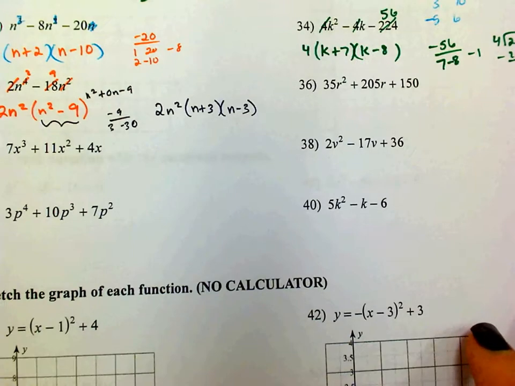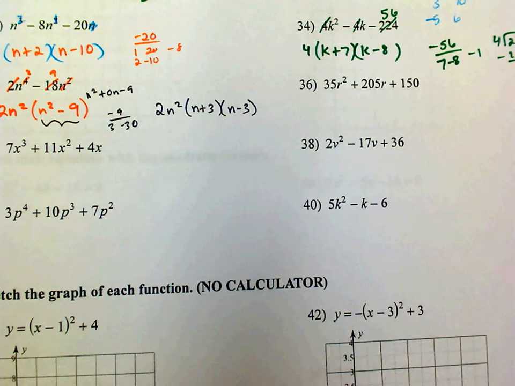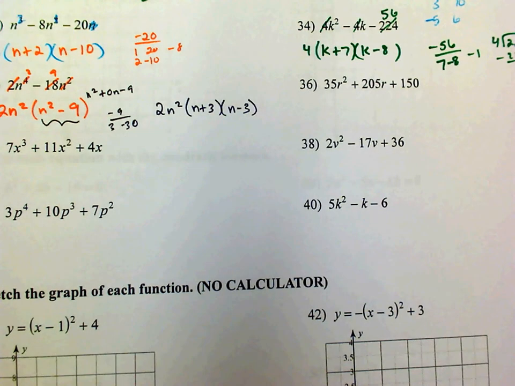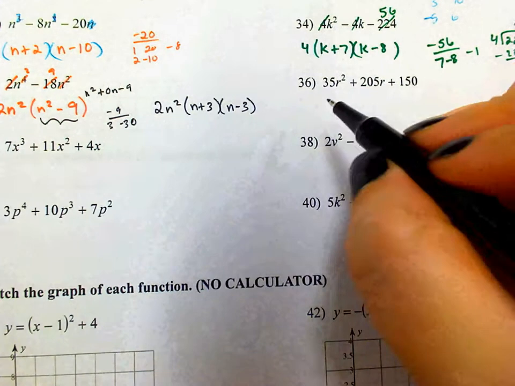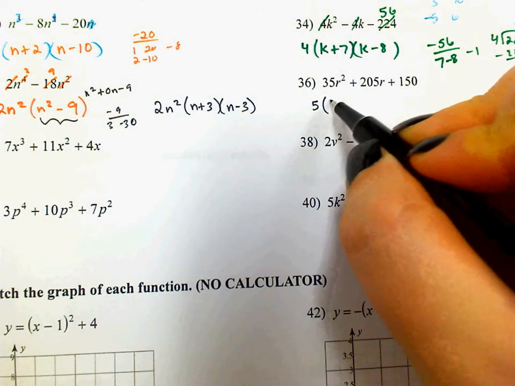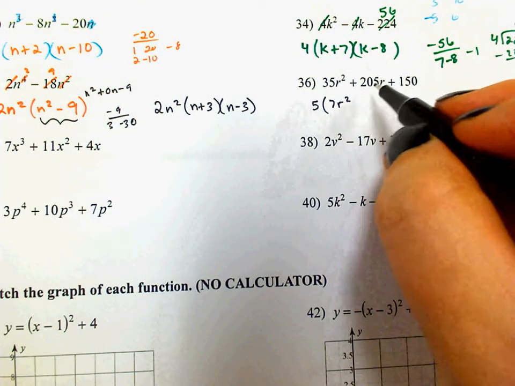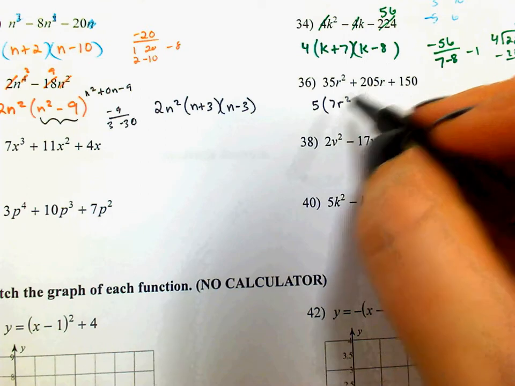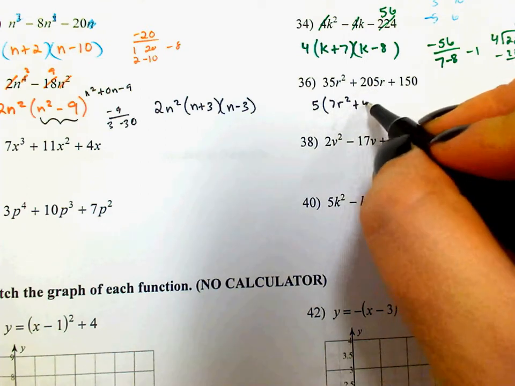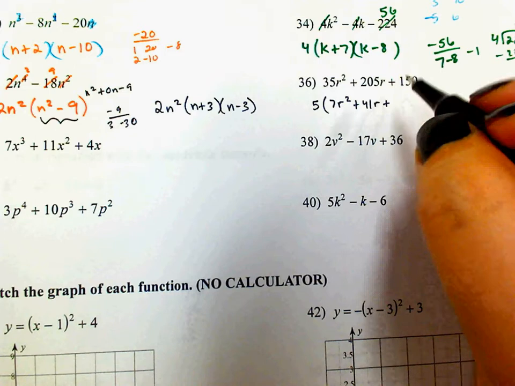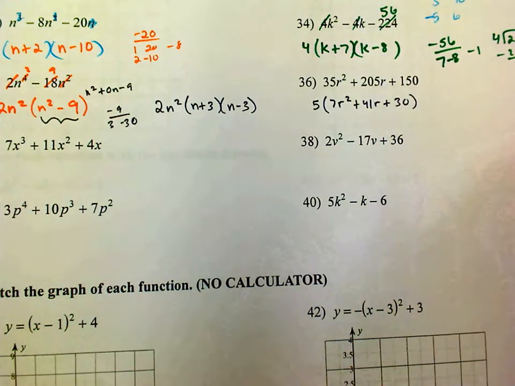35r squared plus 205r plus 150. I can definitely tell that there's a factor of 5. So let's go ahead and see what happens there. I'm left with 7r squared, 41r, and 30. Nothing else goes out of that, because 7 isn't going to go into 41 or 30.